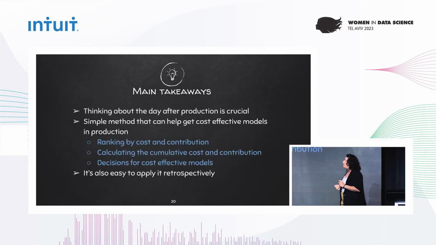The main takeaways I want you to take from this lecture: thinking about the day after production is crucial. Ignoring the problem will not solve it. And I want you to take the simple method I showed you, and if I'm summarizing it in 3 main steps, it is ranking by cost and contribution, calculating the cumulative cost and contribution, and then the decision-making part. Okay, it's also really easy to apply, so you can do it even retrospectively.